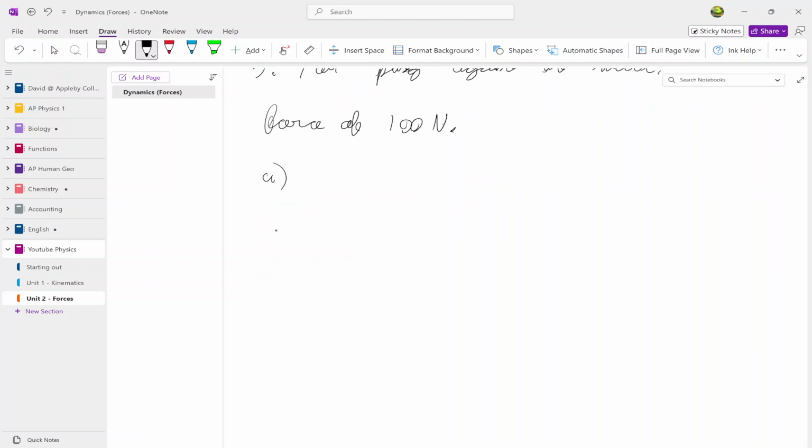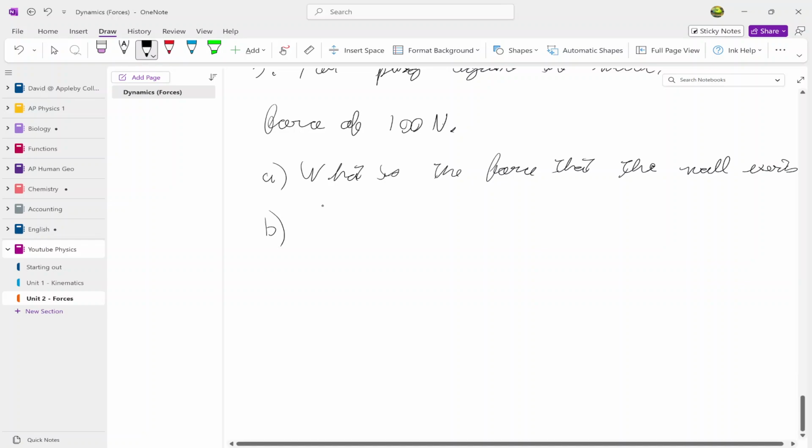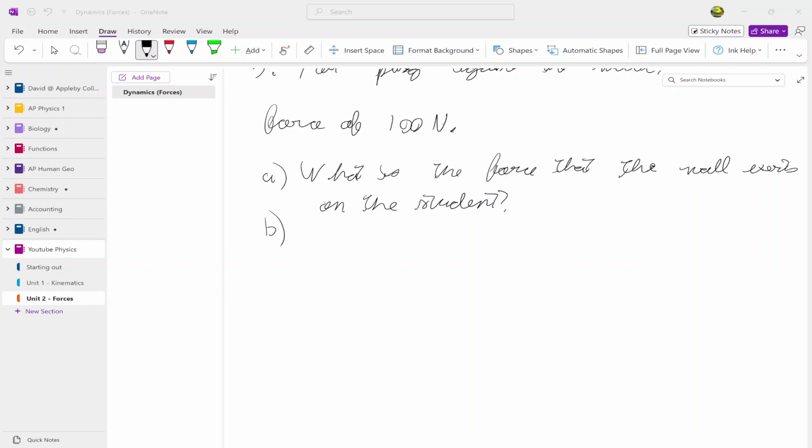So, two questions here. What is the force that the wall exerts on the student? And part B, why doesn't the wall move? Why is the solid, unmovable wall not moving?